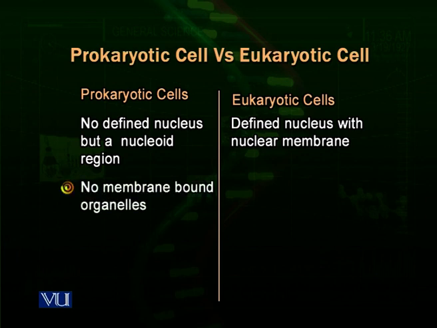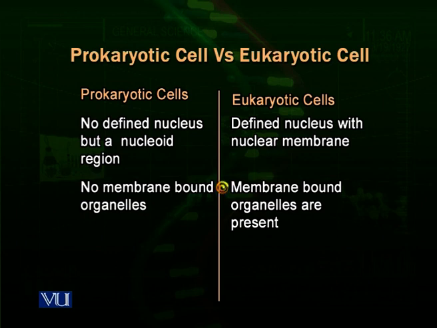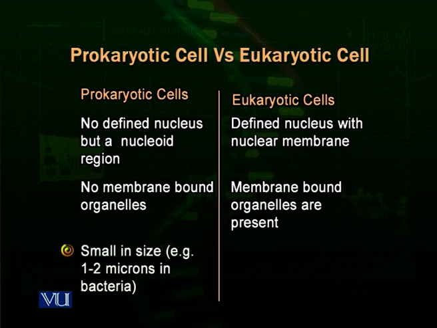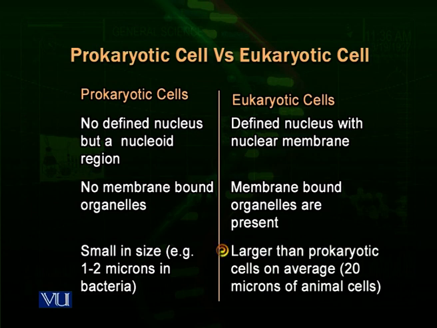The second important difference is that prokaryotic cells do not have membrane-bound organelles like endoplasmic reticulum. But the eukaryotic cells do have membrane-bound organelles. Prokaryotic cells are usually small in size in comparison to the eukaryotic cells. Their size usually ranges from 1 to 2 micrometers. But the size of most eukaryotic cells on average is fairly large in comparison to the prokaryotic cells. They are about 20 to 30 microns in size, but their sizes do vary. But on average, eukaryotic cells are larger than the prokaryotic cells.